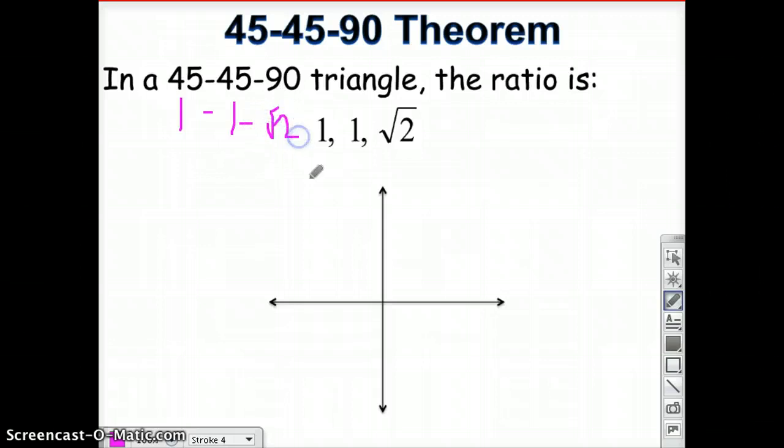is root 2. So what that means is if I have a 45 degree reference angle, I can fill in those ratios on my reference triangle. 1 across from the 45, this would also be 45, so another 1 across from there, and then a root 2 across from the 90. And then you can use those values to find the sine, cosine, tangent, or whatever trig function you need.